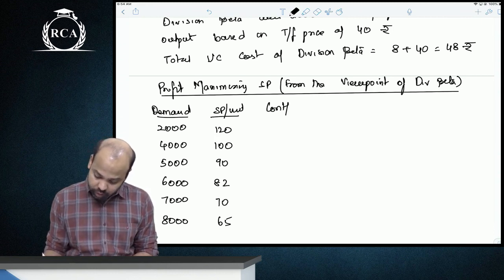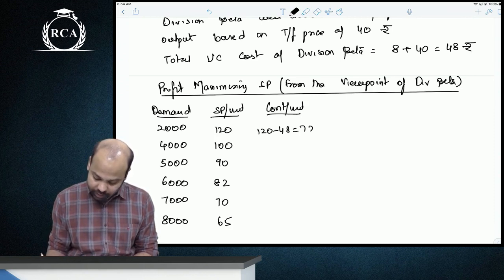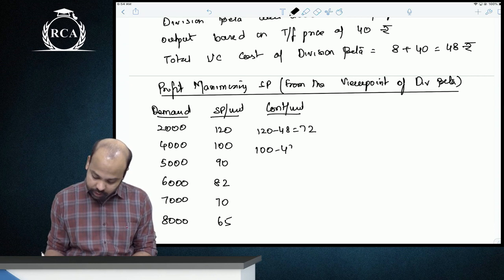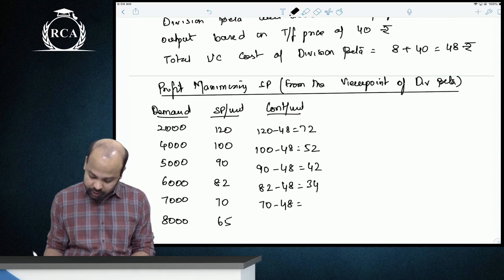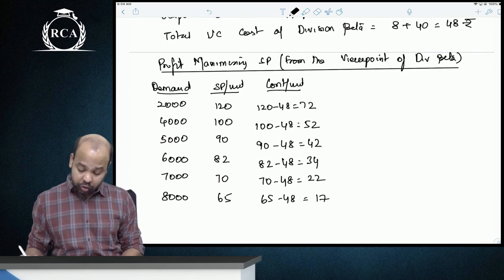The amount of contribution per unit, guys, will be 120 minus 48, that's 72. 100 minus 48, that is 52. 90 minus 48 is 42. 82 minus 48 is 34. 70 minus 48 is 22. 65 minus 48 is 17. This would be the amount of contribution per unit.